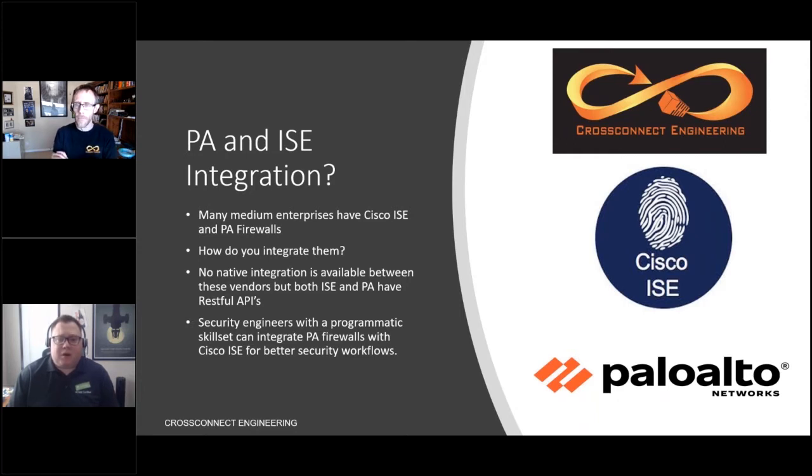And that's where we can come into using APIs to integrate products like Palo Alto and Cisco ISE to give us a much faster reaction to security events. So there's no native integration between Cisco ISE and Palo Alto firewalls, but what we found is with some programmatic skill sets, we can make them work together, and that's what we'll be talking about today.